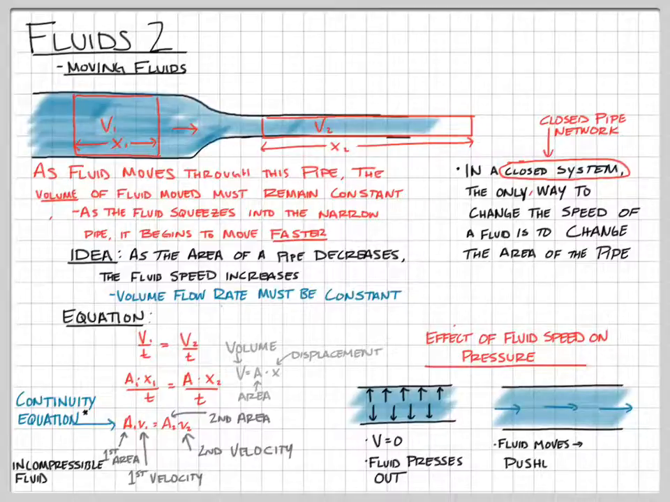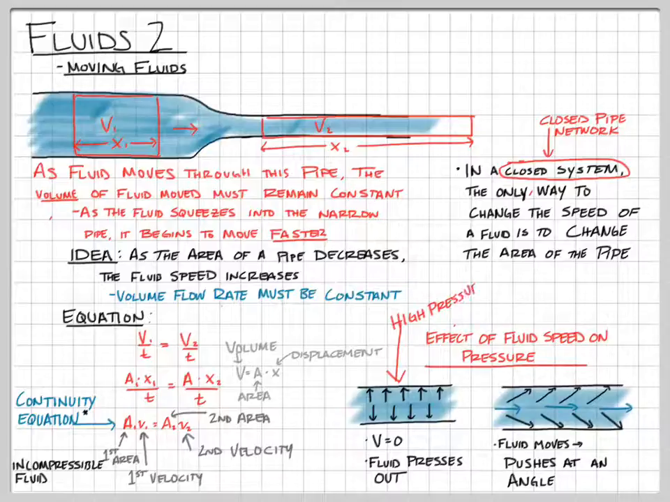So when the fluid moves, it pushes on the sides of the wall at an angle, which means it doesn't have as much outward push, and that means that the pressure decreases when the fluid begins to move. So we have a high pressure when that fluid can push straight out. We have a low pressure when it has to push at an angle, because only the perpendicular part on our tube really matters. The faster a fluid moves, the lower the pressure is going to be because of that.